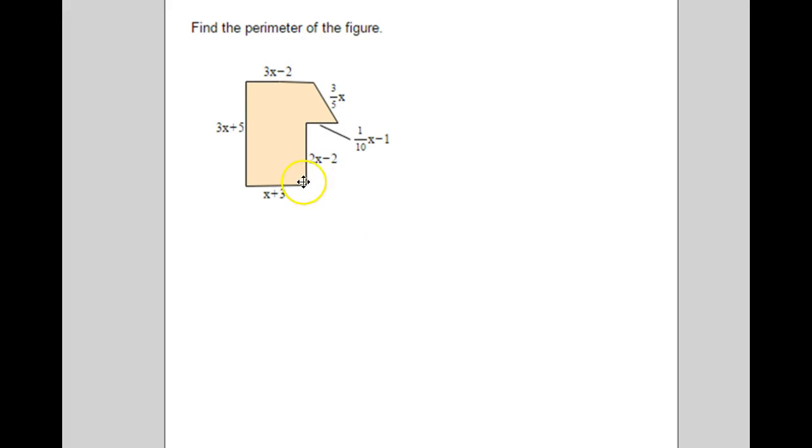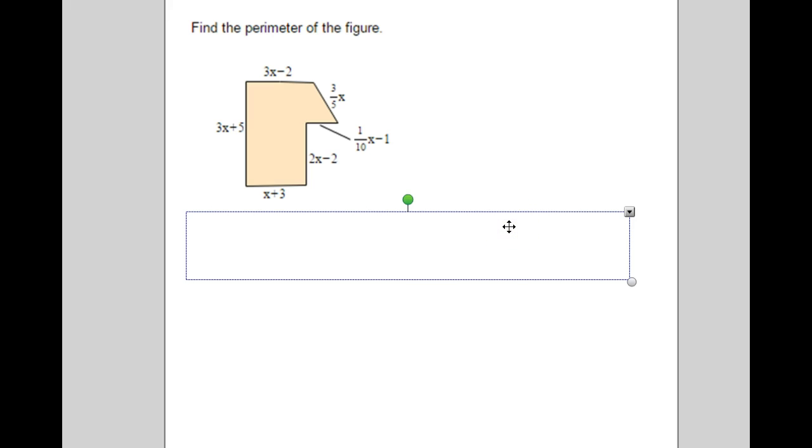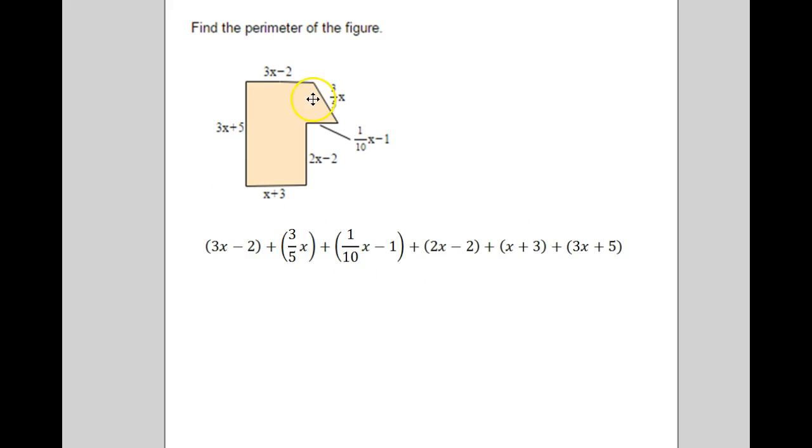Alright, when we're finding perimeter, we just have to add the sides. So we're going to add this side, this. So just adding all these expressions together. So if I want to add all those up, I'm starting here at the top, and I'm just making my way around.